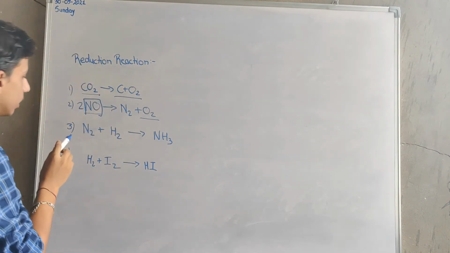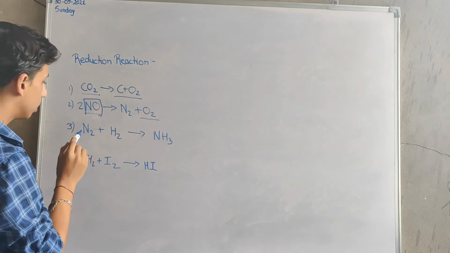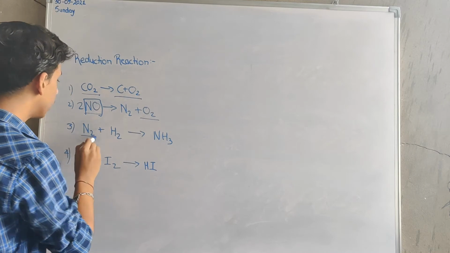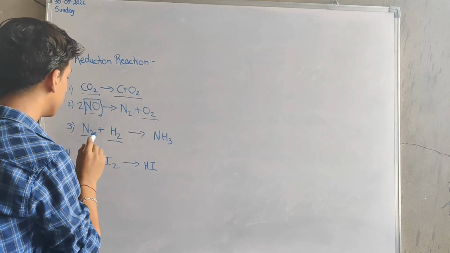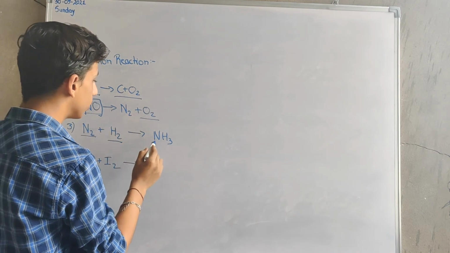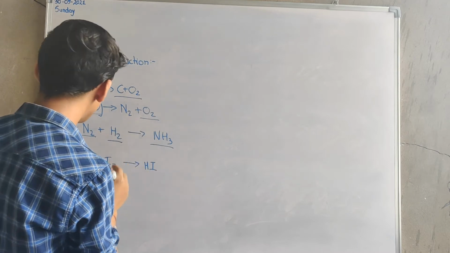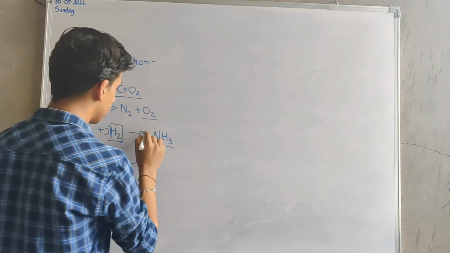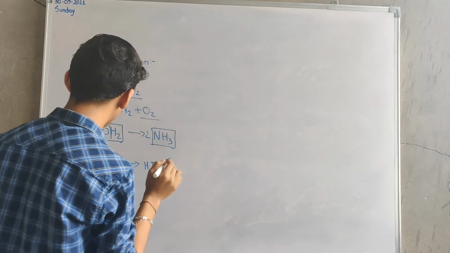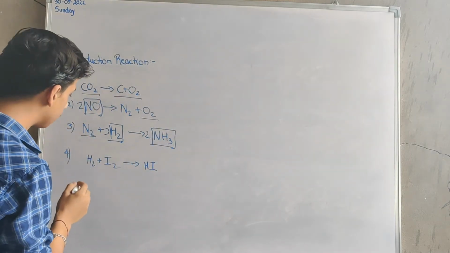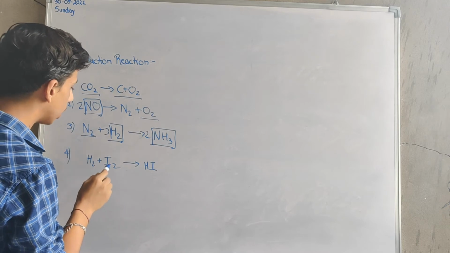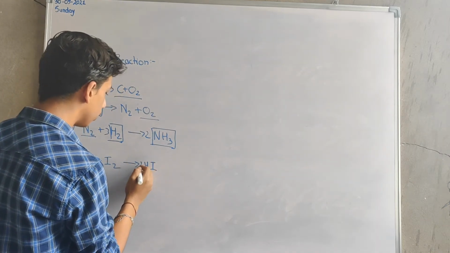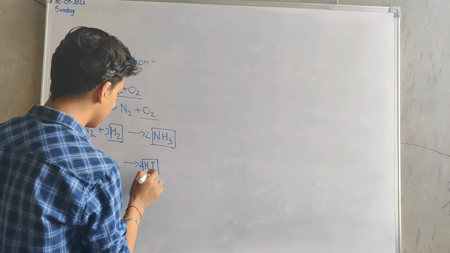And in the third example, this is an example of hydrogen being added. Here is nitrogen and here is hydrogen. These both are added to form the NH3 compound. To balance it, we have to write 3 here, and here we have to write 2, and the equation is balanced. And in the fourth example, H2 is added with I2 and it forms HI. To balance it, we have to only write 2 and the equation is balanced.